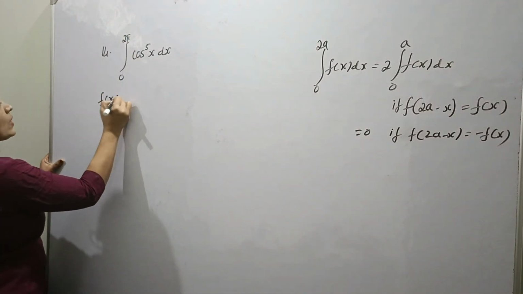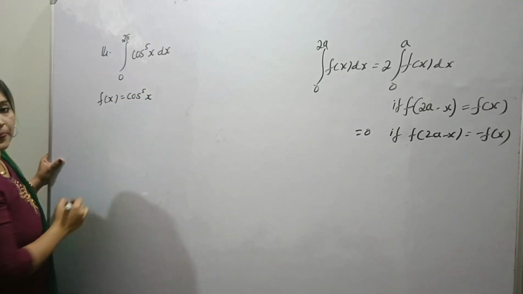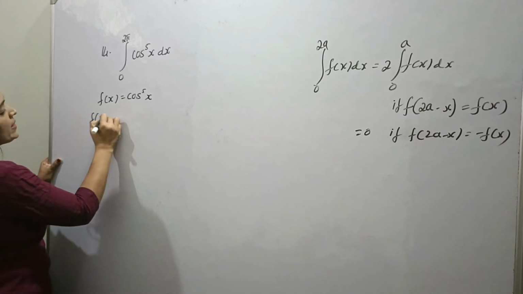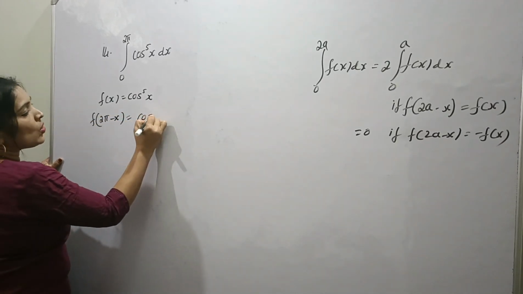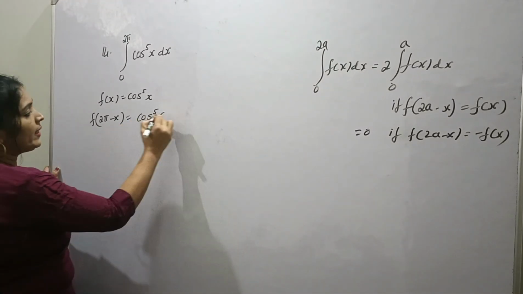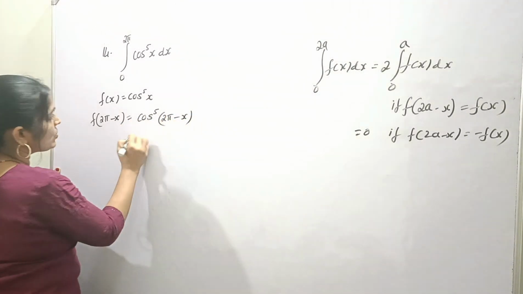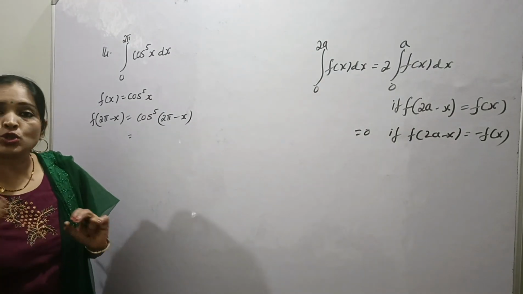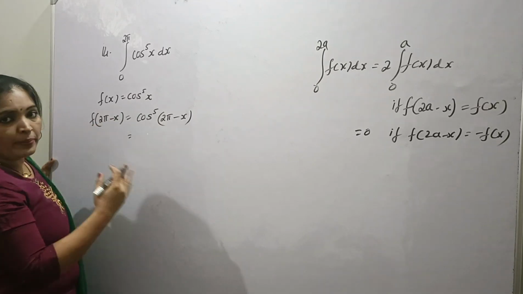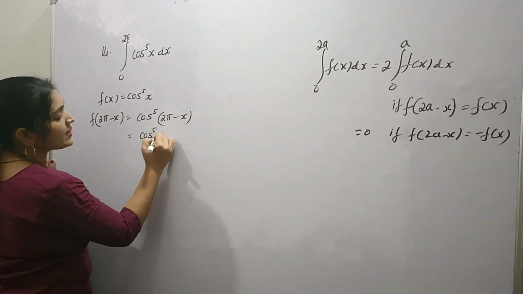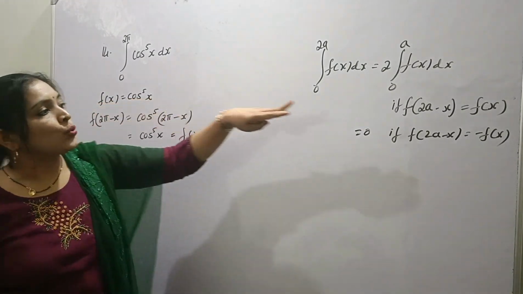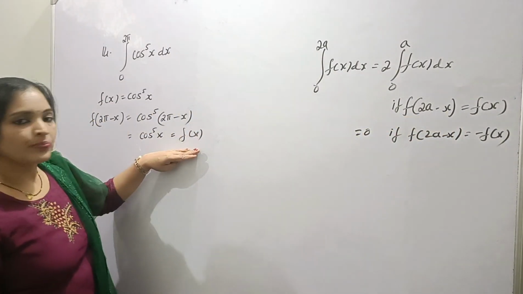So here f of x is equal to cos raised to 5x, right? So what is f of 2a minus x? That is cos raised to 5, in place of x we should write 2 pi minus x, right? So what is cos of 2 pi minus x? What is cos of 2 pi minus theta? Cos theta itself, right? So cos raised to 5 of 2 pi minus x is cos raised to 5x, that is nothing but f of x, right? So here f of 2a minus x is equal to f of x, right?